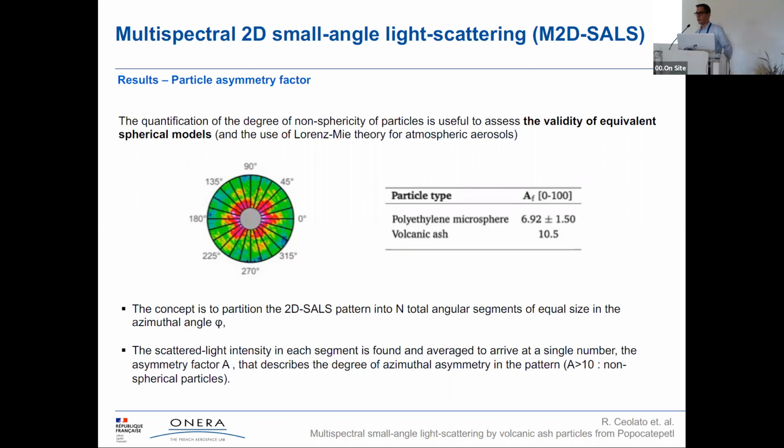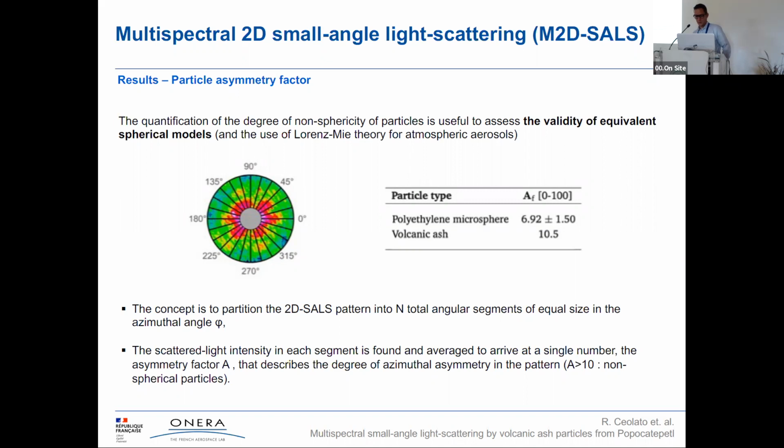So this would be a way for us. This is just an example for another volcanic ash, but we would like to do it for several volcanic ashes to have a more representative asymmetry factor. We could then have a quantitative way to estimate the error of this spherical assumption that we are usually making using the Lorentz-Mie theory.